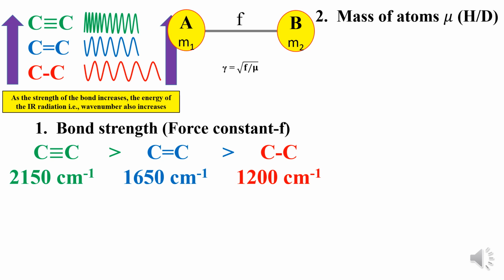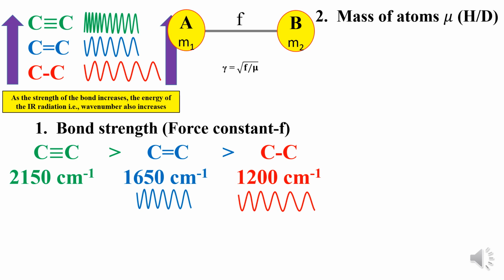So a carbon-carbon triple bond can be stretched by shining IR radiation of wave number 2150 centimeter inverse, while a wave number of 1650 centimeter inverse can induce stretching vibrations of carbon-carbon double bond, and a value of 1200 centimeter inverse can induce stretching vibrations of carbon-carbon single bond. So force constant is a specific and fixed value for a specific bond.